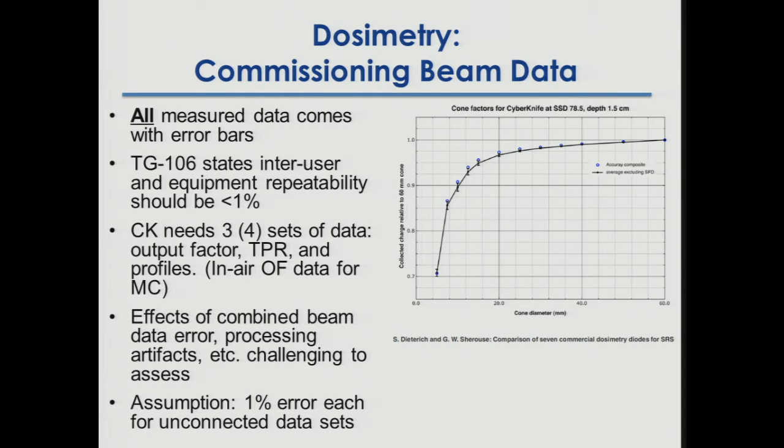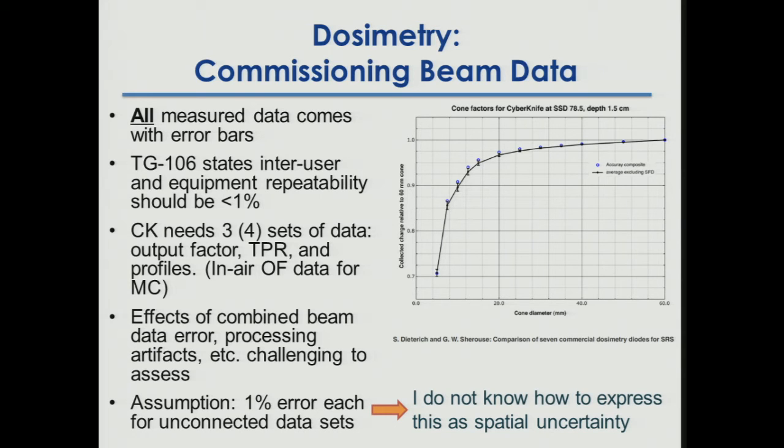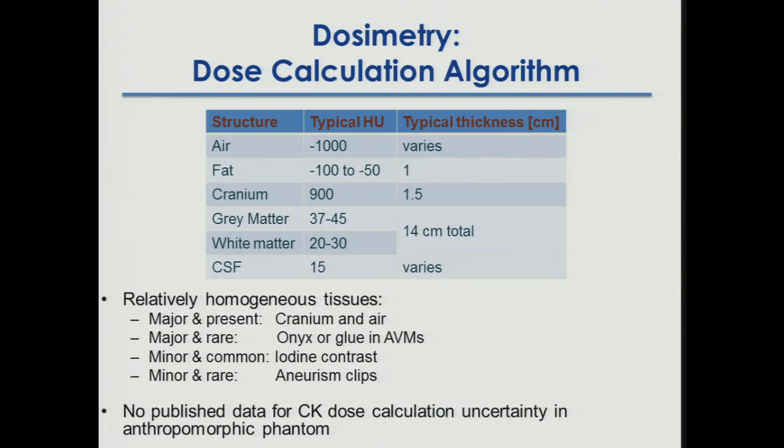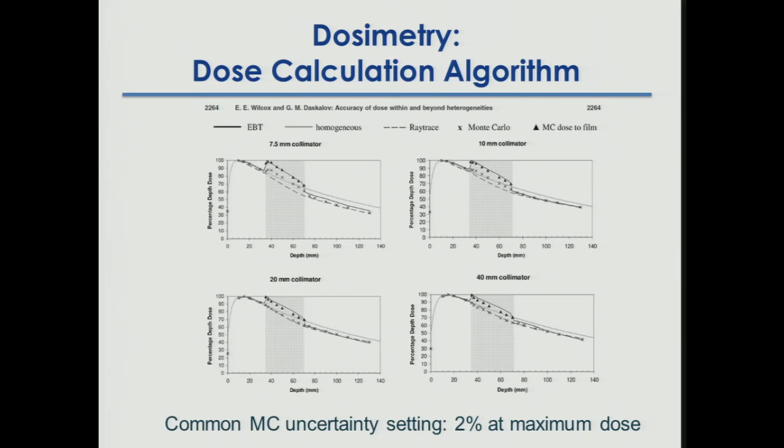I find that a little bit on the optimistic side, to be honest. And to repeat again, I do not know how to express just the fact that we're taking beam data and we have repeatability and reproducibility errors and translate this as a spatial uncertainty. I think there's a rich opportunity here for some research. I'll skip that because Indrin talked about it.